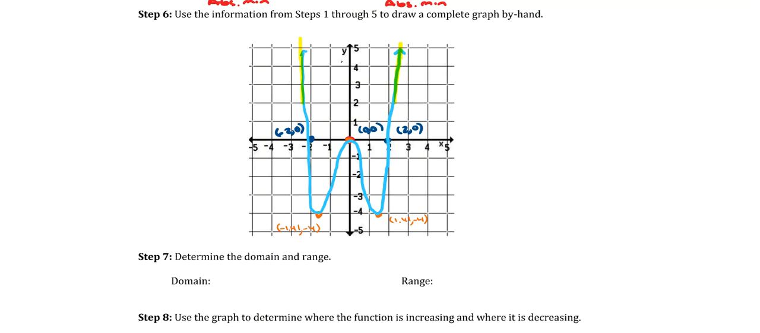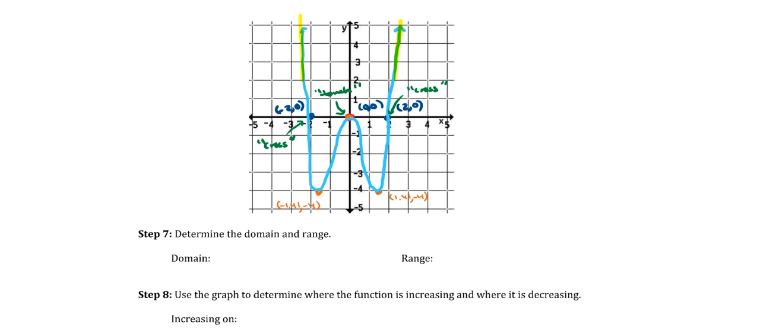Now I do want to point out that the graph is crossing the x-axis at -2, 0, which is something we predicted back in one of the earlier steps. The graph is touching at 0, 0, which is something we also predicted. And then the graph is crossing at 2, 0, which is something we also predicted. So there's our graph. Let's move on to analyzing it a little bit further.